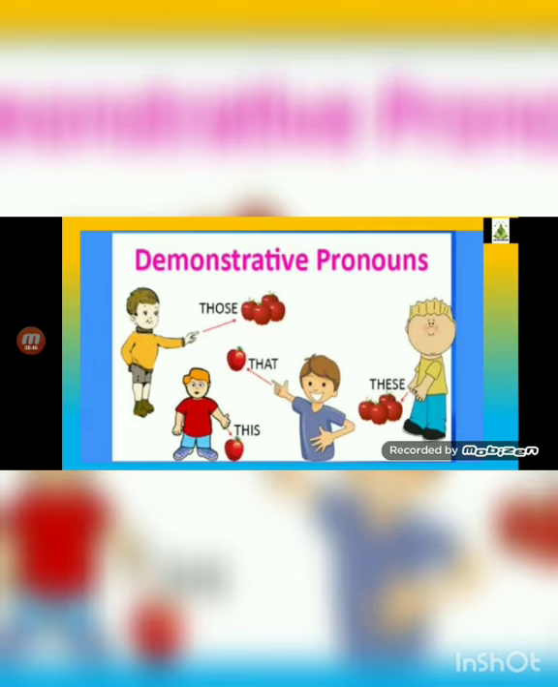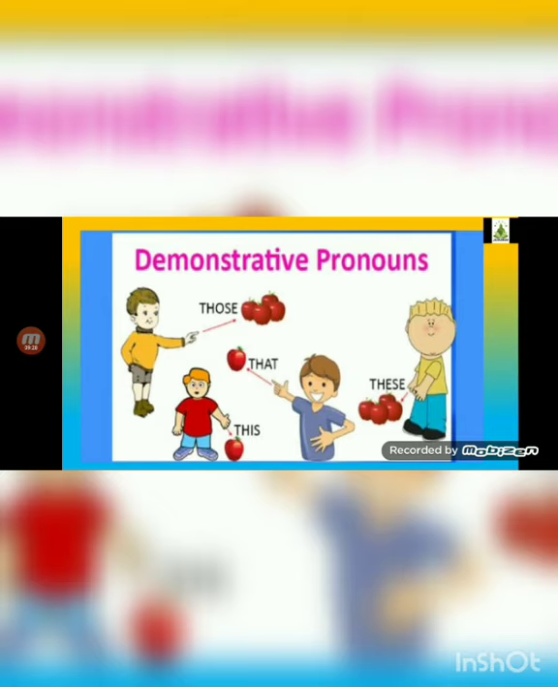Let's go ahead in understanding demonstrative pronouns. Now, what are the demonstrative pronouns? Demonstrative, as the word suggests, demonstrates where the objects are. It shows the position and the belongingness. For example, as you see in the picture, the boys are pointing out to the apples, those, that, this and these. Children, I'll give you some more examples after I explain this.